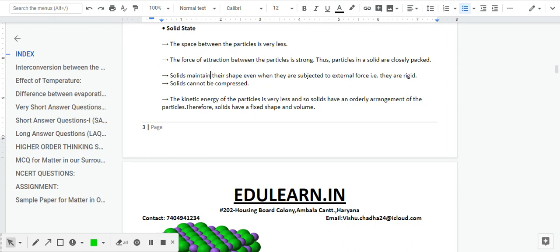I hope you have understood this point. Now coming to the next point, solids maintain their shape even when they are subjected to external force. So when a solid changes shape, have you seen what happens when the solid changes its shape?